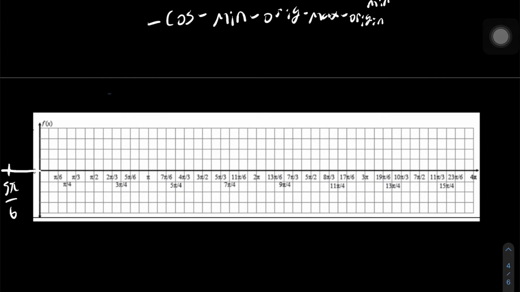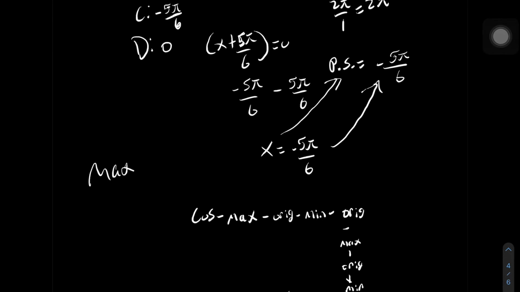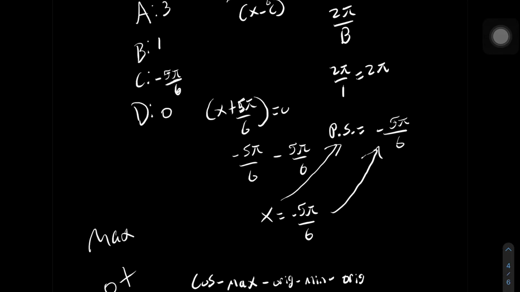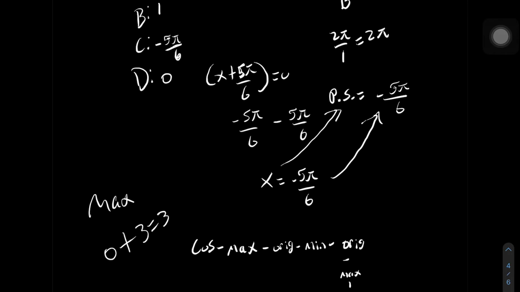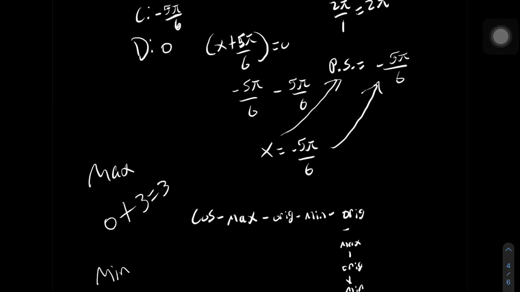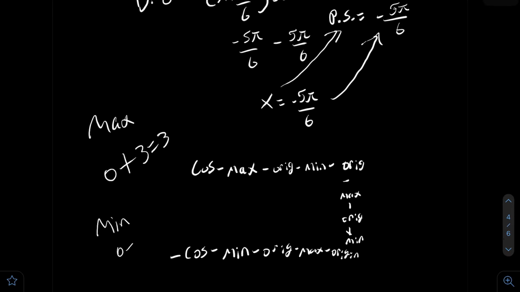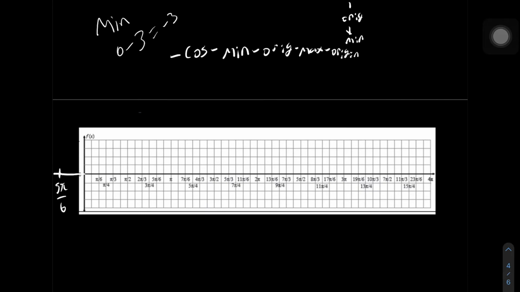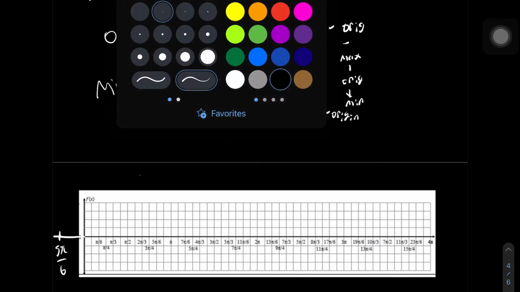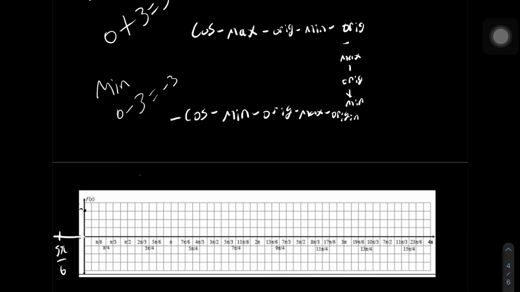But we want to get our max and our min. When calculating the max and min value, we just do c plus a for max and c minus a for the minimum value, which is just going to be 0 plus our a value, which is 3, meaning our max is at 3 on the y-axis, and our min value is going to be 0 minus 3, which is negative 3, which is our minimum value. So let's just plot those 2 points on the graph. So we have a max of 3, min of negative 3.